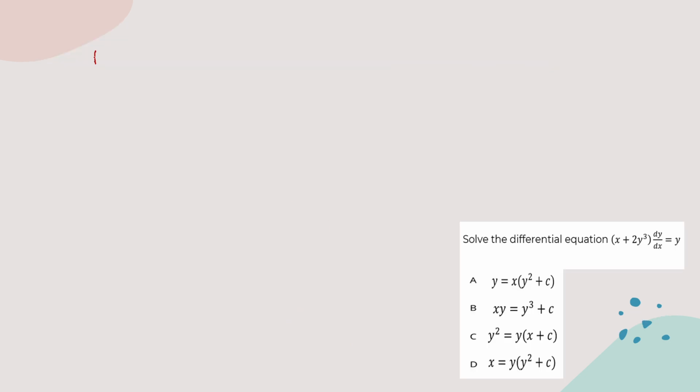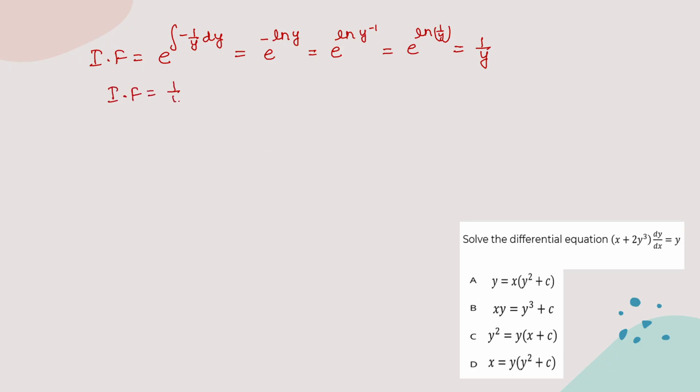So now we can say the integrating factor, the value of that, will be e to the power ∫ minus 1 by y dy. And you know that the integration of 1 by y is nothing but ln y. So it will become e to the power minus ln y. When you take this negative sign inside the ln, it will become y to the power minus 1. So it will become finally e to the power ln of 1 by y. And ln is nothing but log base e. So when you apply the property of log, it will become simply 1 by y. So the integrating factor that you are getting here is 1 by y.